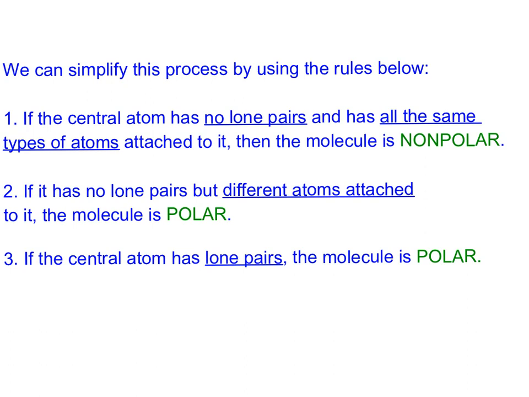Here you go. If your central atom has no lone pairs, which means there's no dots around your center atom, and everything around your center atom is the same, so they're all Cl's, or they're all H's, or they're all F's, whatever. If everything around your center atom is the same, and your center atom has no lone pairs, that molecule is nonpolar.